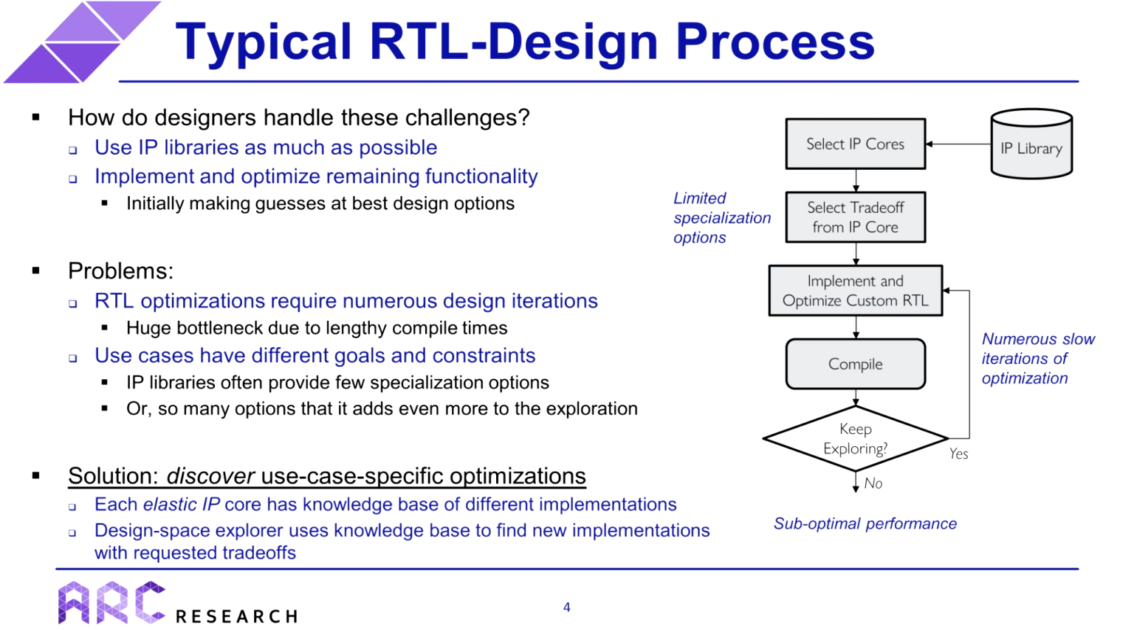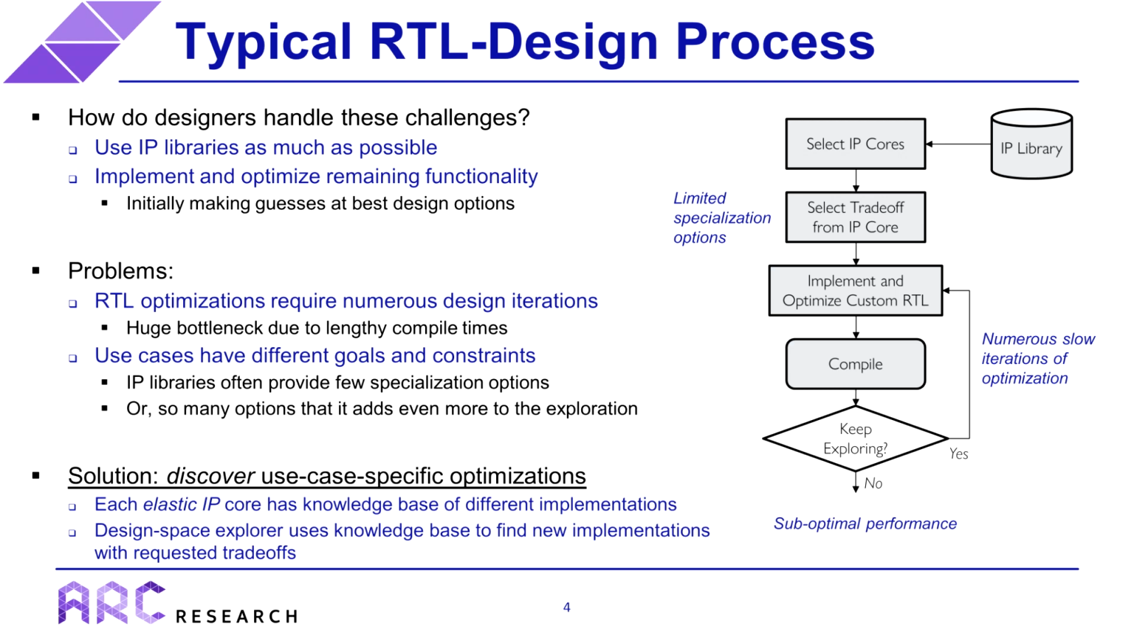Now, unfortunately, there are two significant problems with this approach. First, as discussed on the previous slide, manual RTL optimizations require numerous iterations of design space exploration, which simply isn't feasible due to the lengthy compile times. Second, different use cases often require wildly different trade-offs between performance, power, and resource constraints. And this is a problem because most IP cores have a small set of trade-offs that aren't well suited to all use cases. Or, alternatively, an IP core might have numerous configuration options, which just further complicates the exploration that must be done.